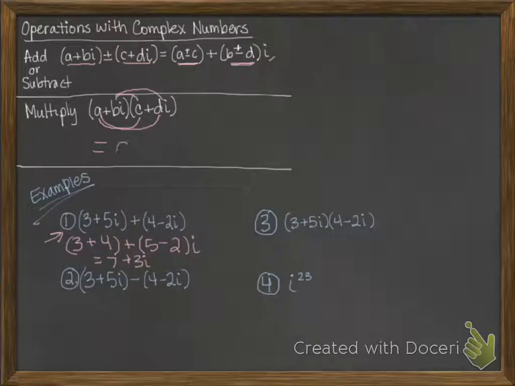a times c is ac. a times di is plus adi. bi times c is plus cbi, and then bi times di is going to be plus bdi squared. So simplify this a little bit.